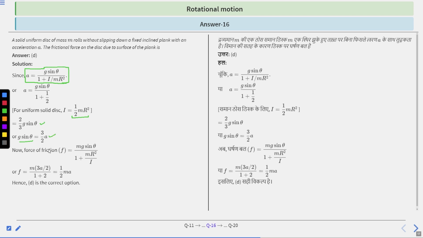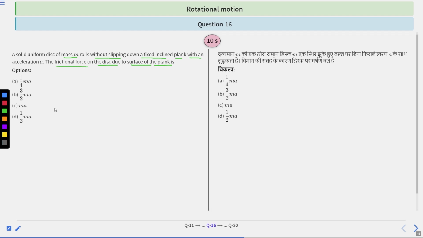So solving these terms, you will get the force of friction F equal to mg sine theta divided by 1 plus mr square by I. Putting in all the given terms in the formula, you will get F equal to 1 by 2 ma. Clear? So the correct answer is D, half ma. This is the correct option.